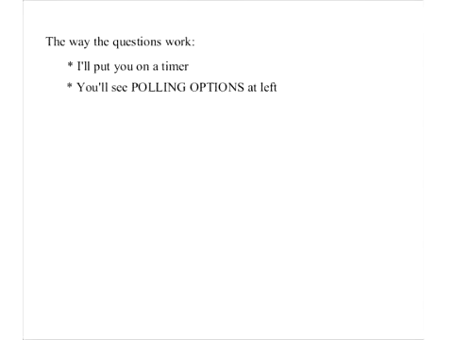Okay, by the way, here's the way this works. If any of you are new to the study hall, I'll put you on a timer. Wow, that font is very small. Let's make that bigger. Okay. I'll put you on a timer. You will see polling options in the corner of your screen. So I'm going to give you those right now. Those should have just appeared on your screen.